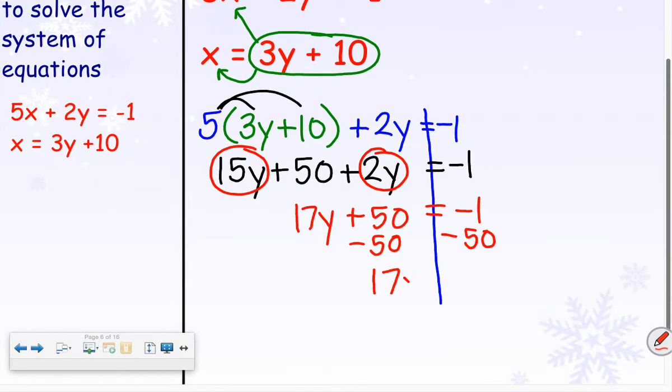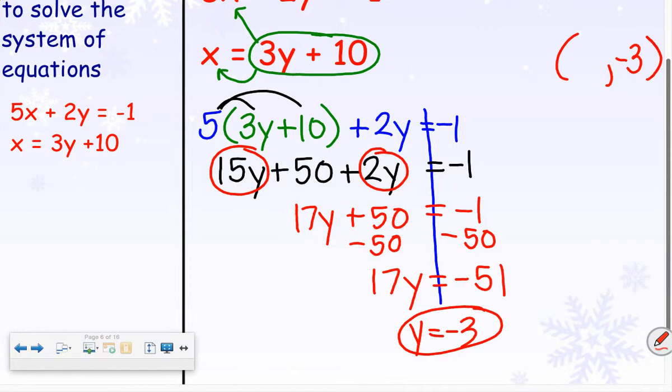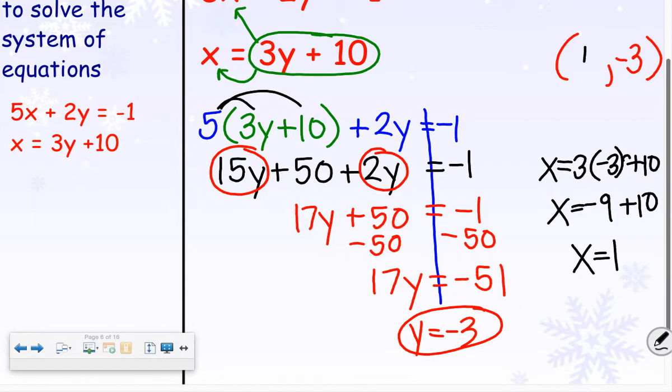So I have 17y equals negative 51. And then negative 51 divided by 17 gives me negative 3. So negative 3 is my y value. And then my x value, plug negative 3 back into my circle, so x equals 3 times negative 3 plus 10. So x equals 1, so these lines intersect at the ordered pair 1, negative 3.